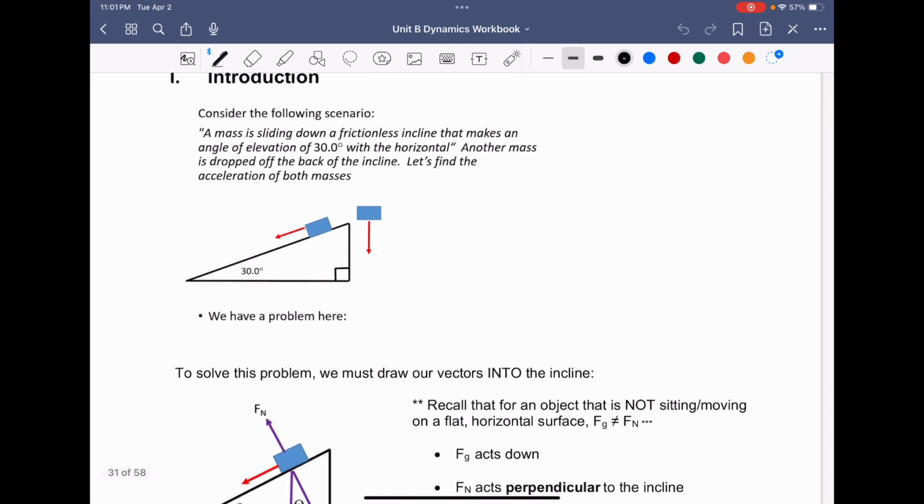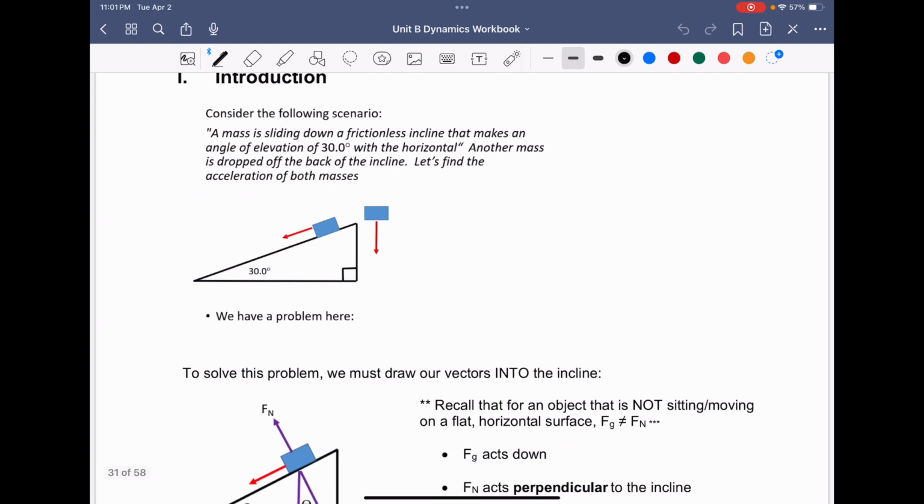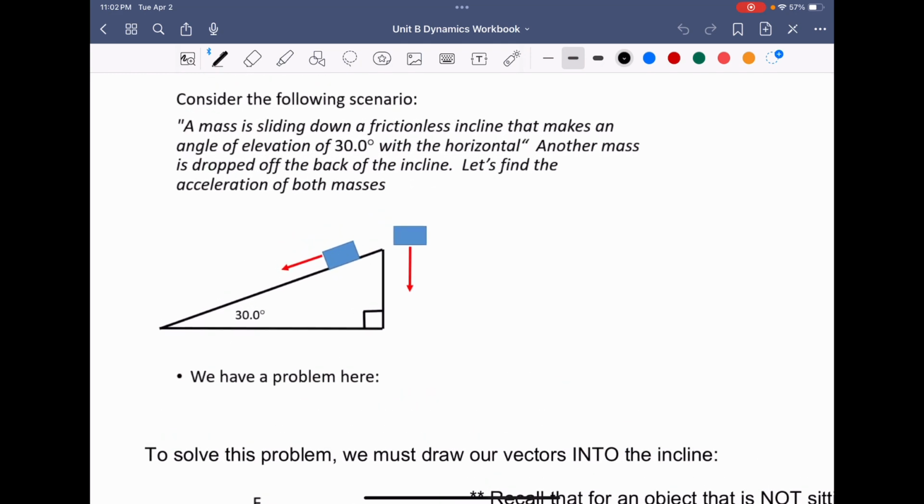We want to go into the introduction here and introduce a specific circumstance which gets us thinking about how objects accelerate on inclines. So, first and foremost, we have some sort of mass that is sliding down a frictionless incline that makes an angle of elevation of 30 degrees with the horizontal. Another mass is dropped off the back of this incline, or just off to the side, and we want to figure out what is the acceleration of both of these masses. So we've got situation one and situation two, where this one is one, this one is two.